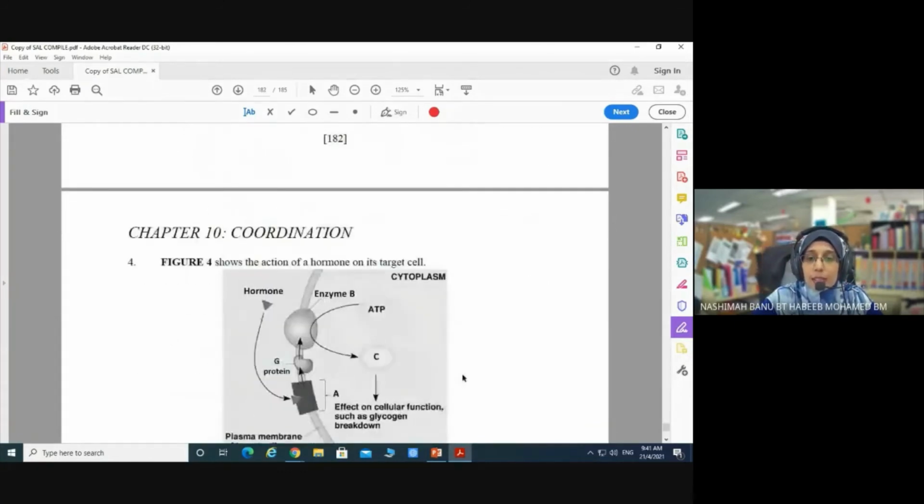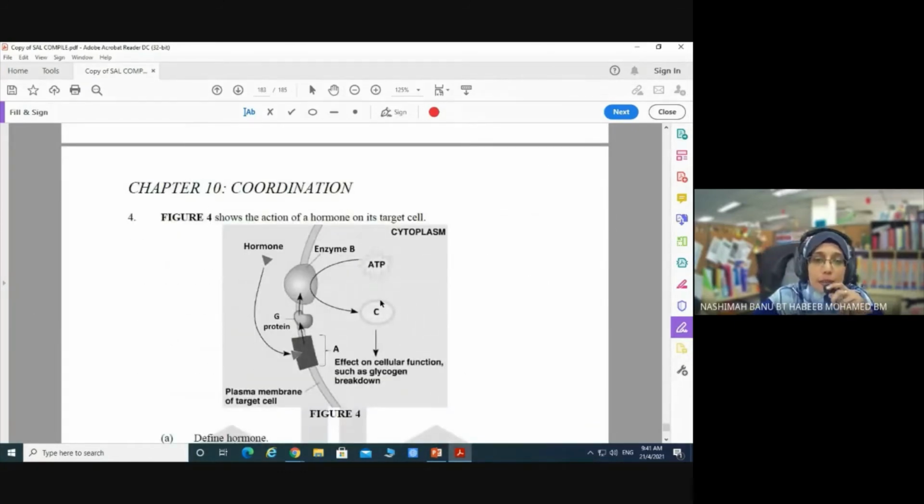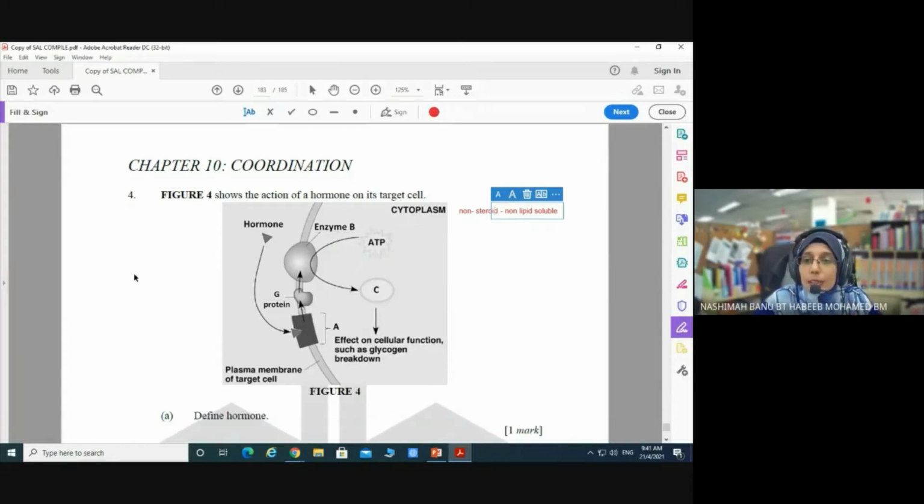Okay, so let's go for the last question. This one represents the hormone on its target cell. If you look here, this is the hormone and this is the plasma membrane. Our hormone does not simply diffuse into the target cell, so clearly this is a non-steroid hormone. Why? As you know, non-steroid is non-lipid soluble, which means they cannot simply diffuse inside the plasma membrane, so they have to use another pathway.